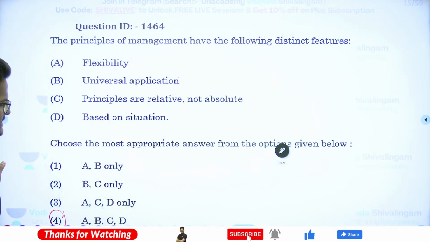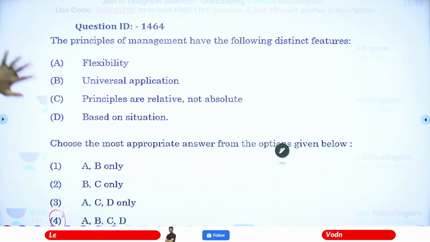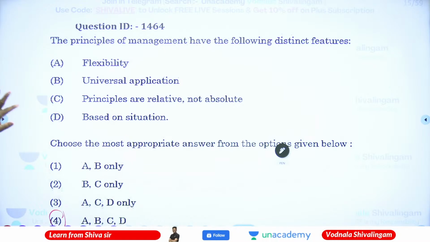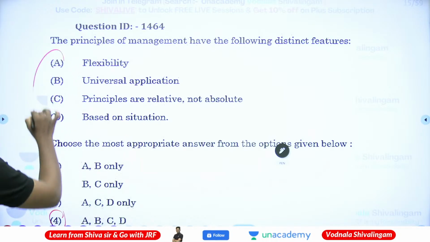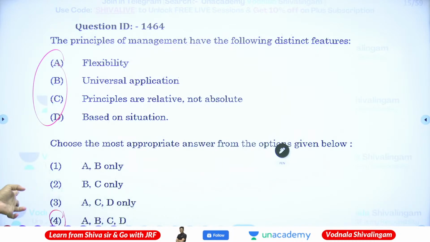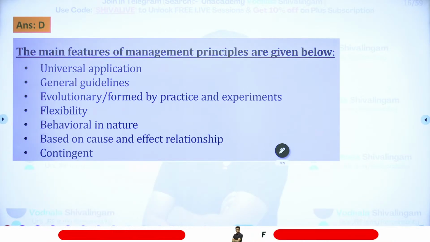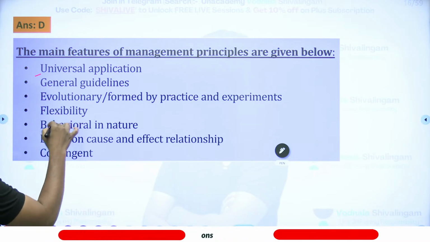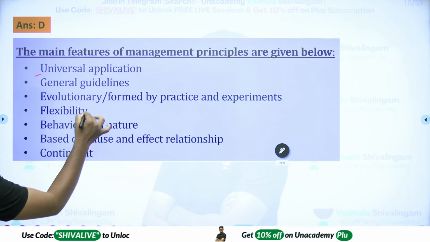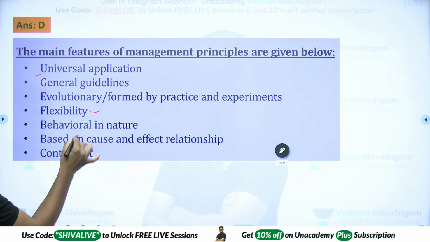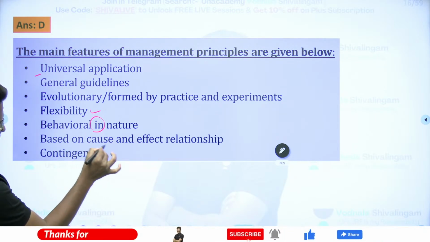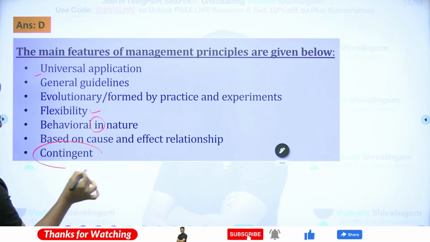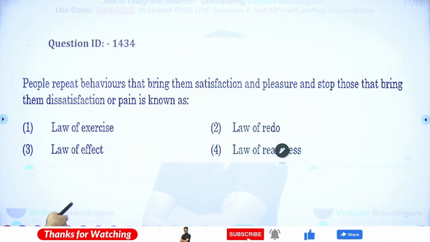Option D is the given answer. Principles of management: flexibility as well as universal application, principles are relative, not absolute, and based on situation. All come under the features of the principles of management. Everywhere this principle will be applied, because they are general guidelines formed by practice and experiment, and flexible according to the organization, so we can change it. Behavioral in nature, based on cause and effect relationship, and contingent. It may be applied and may not be applied to all organizations.